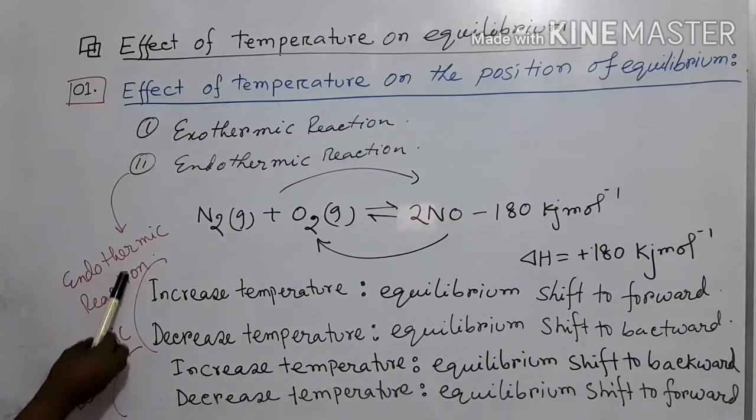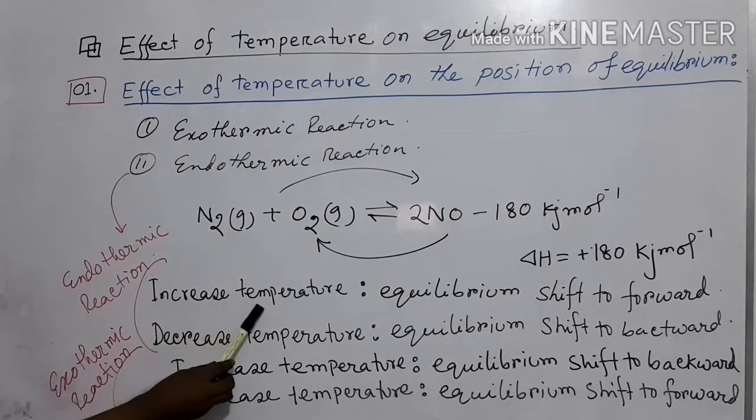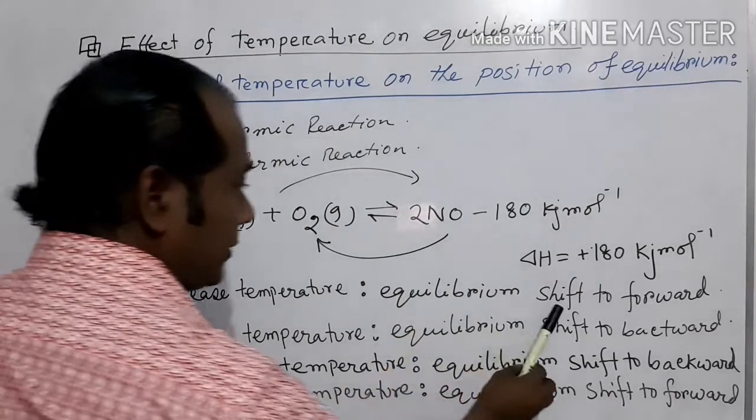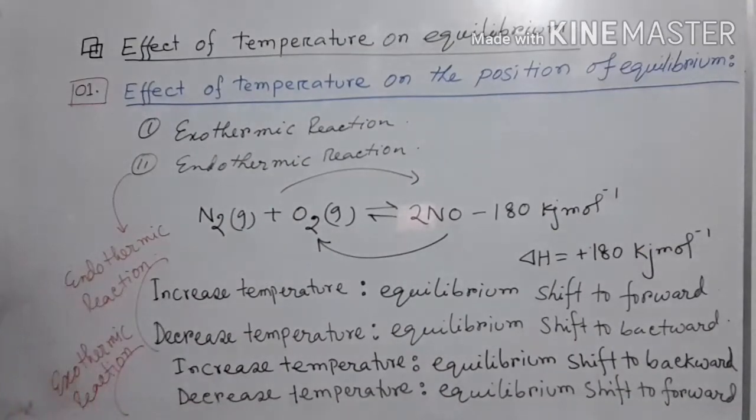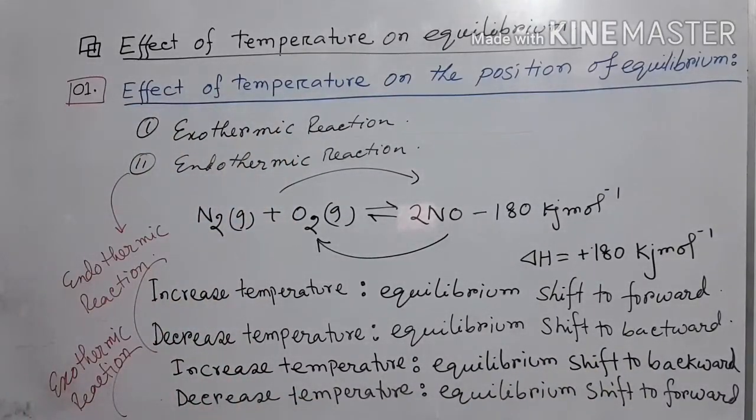And for endothermic reaction, if we increase temperature, then the equilibrium shifts to forward. And for endothermic reaction, if we decrease temperature, the equilibrium will shift to backward.